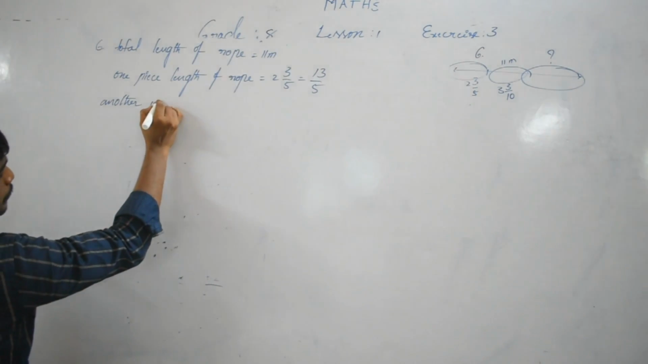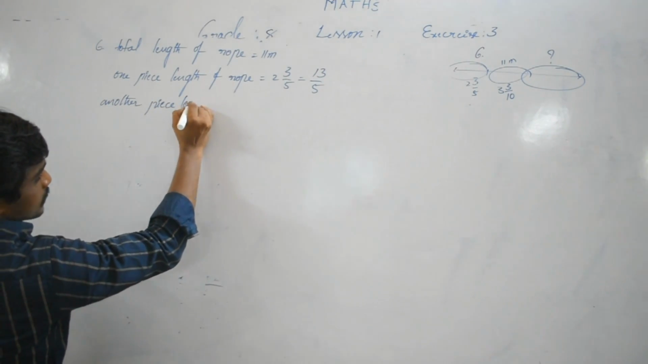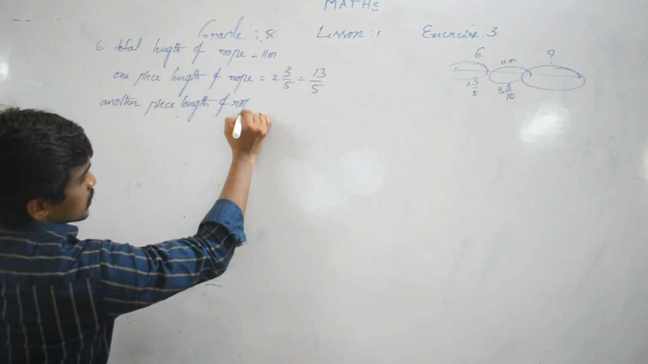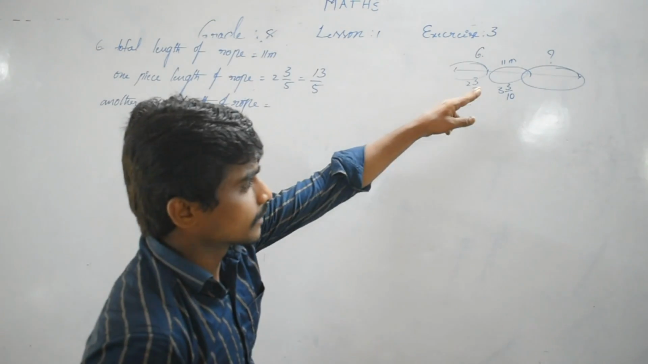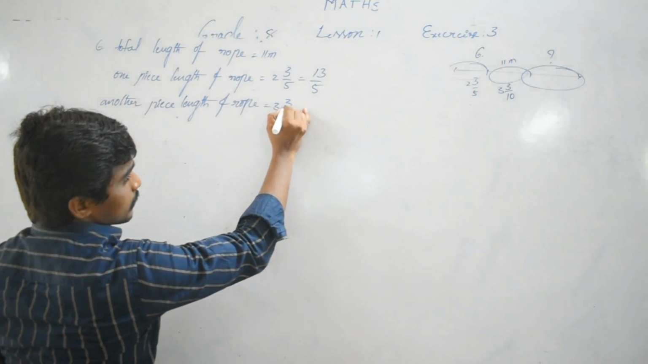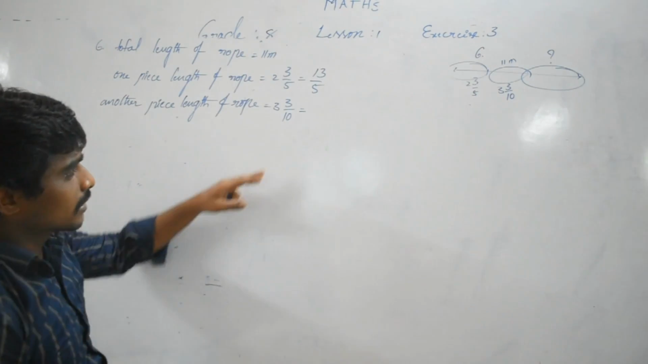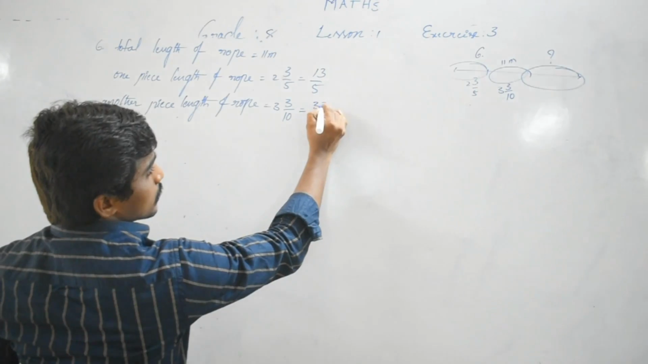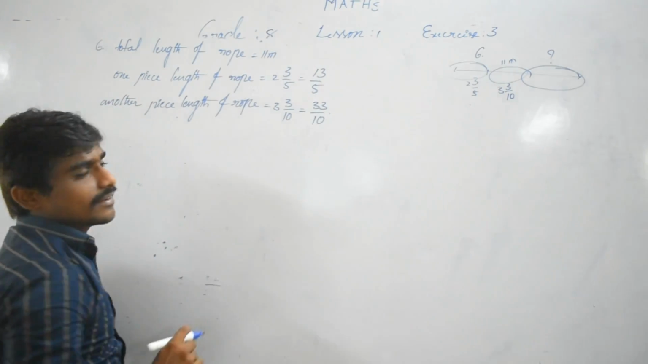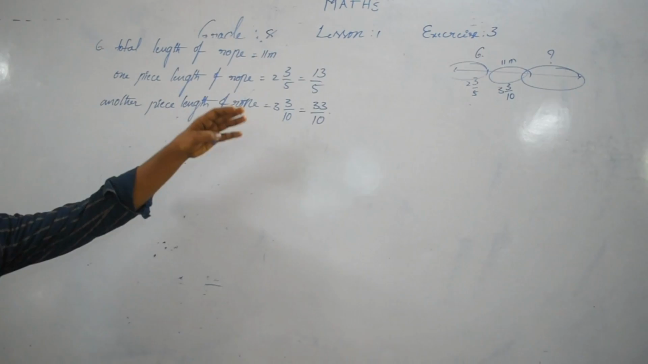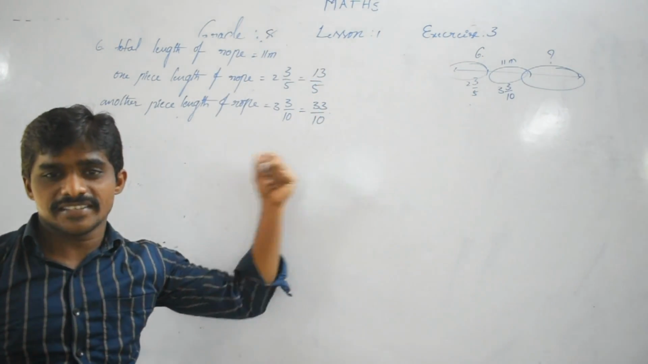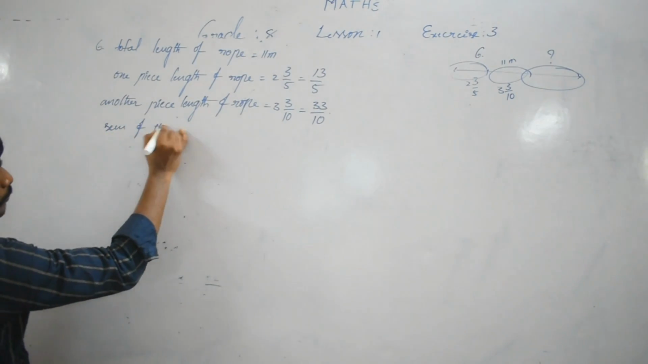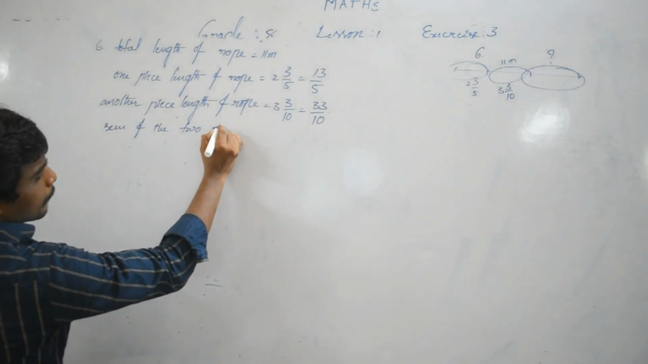Another piece, length of rope. What is 3 by 10? 3 by 10. So 10 3s are 30 plus 3, 33 by 10. Now the sum of the two pieces.